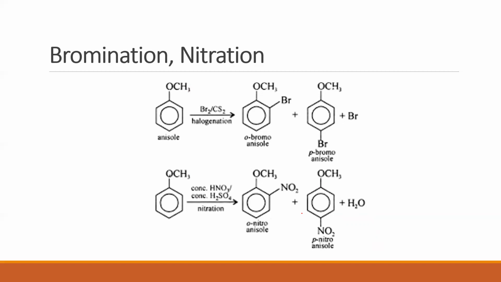Here, we just follow the normal electrophilic substitution, where we have either the ortho product or the para product. So when anisole is made to react with bromine and CS2, clear? Bromination, you get ortho-bromoanisole or para-bromoanisole. In the same way, if you take anisole and react it with nitrating mixture, you get ortho-nitroanisole and para-nitroanisole.